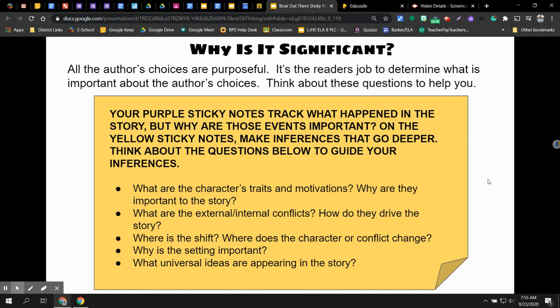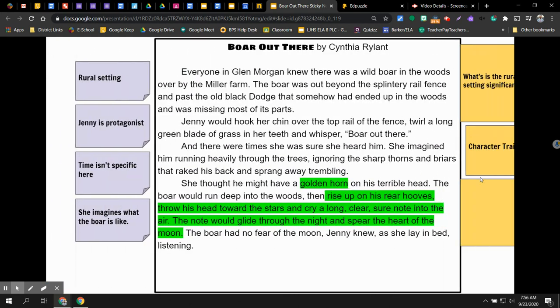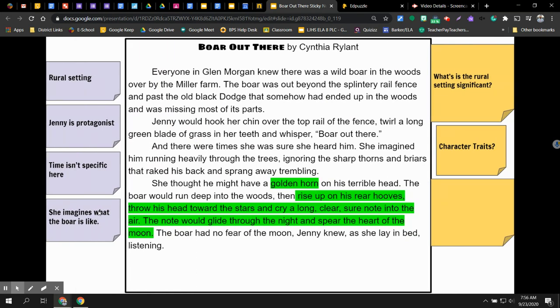And now let's go through the same story, starting at the beginning, and we're going to use those purple stickies kind of as our guide to what we're going to dig deeper into in the yellow stickies. So let's do it. So we have the same purple stickies that we just went through from the last video, but now we're going to try to dig into that stuff and make some inferences, analyze some things, stuff like that.